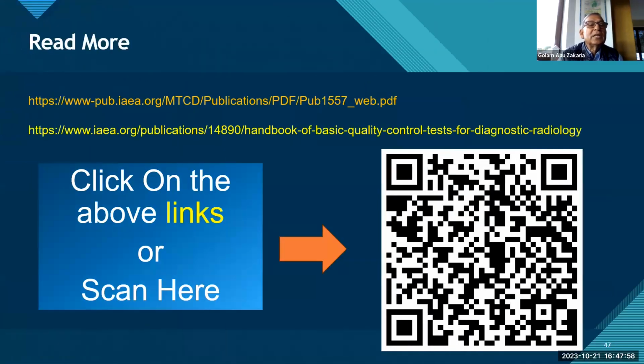So here is further reading. I have just given this one, IAEA 1557, and there is another one. I think these are enough for the design of quality assurance in a radiodiagnostic department, but you have many publications. There is no boundary. You can use everything, but this should be aligned with the laws of your country to design the quality control program.